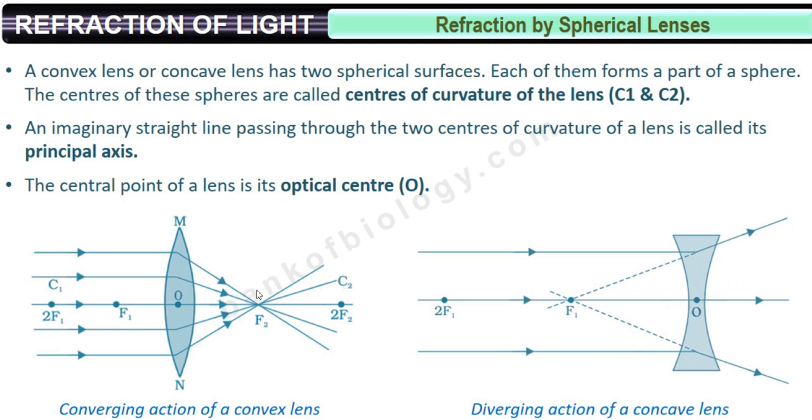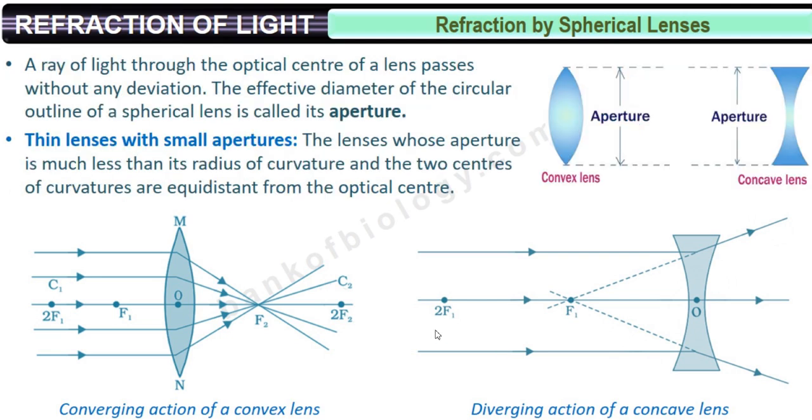Converging action of convex lens, diverging action of concave lens. A ray of light through the optical center of a lens passes without any deviation. The effective diameter of the circular outline of a spherical lens is called its aperture. Aperture is just the size of the mirror, we can say like that. Thin lenses with small aperture: the lenses whose aperture is much less than its radius of curvature, and the two centers of curvature are equidistant from the optical center. So this is converging action of convex lens, diverging action of concave lens.